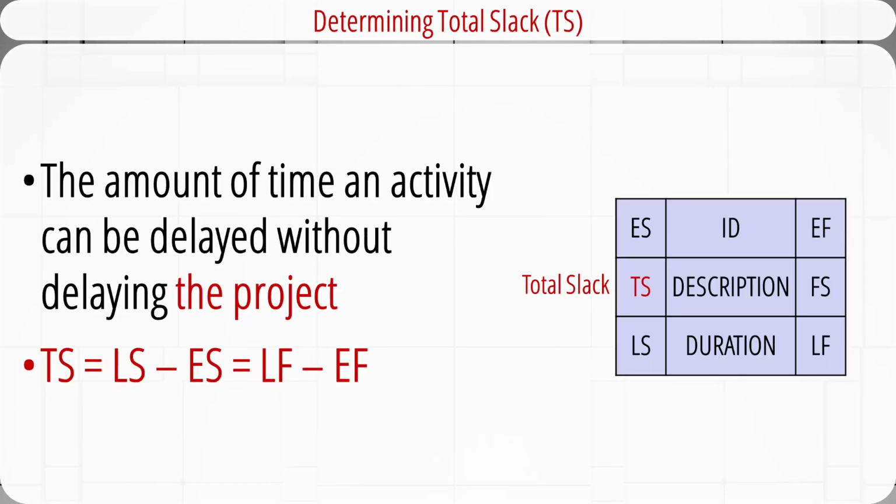After we get the earliest and latest times of each activity, we can use them to calculate the total slack. Total slack is also called total float. It tells us the amount of time an activity can be delayed without delaying the entire project. It's how long an activity can exceed its early finish time without affecting the project end time. Mathematically, the total slack is the difference between the late start and early start. It's also the difference between the late finish and the early finish.